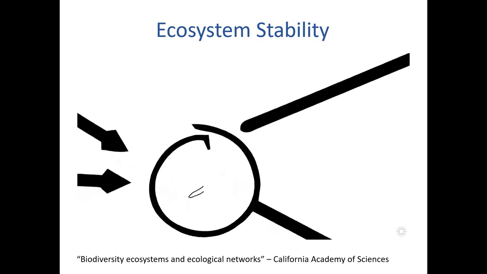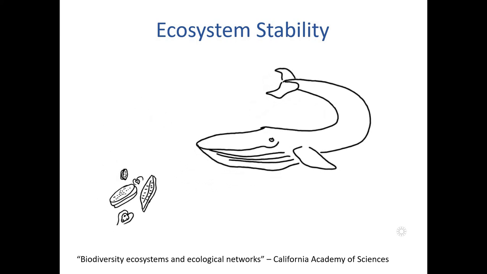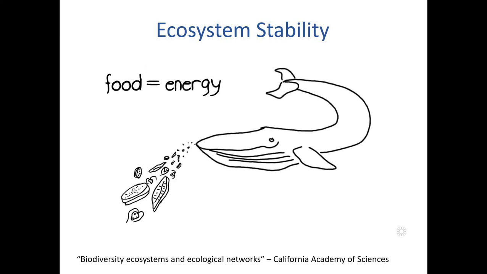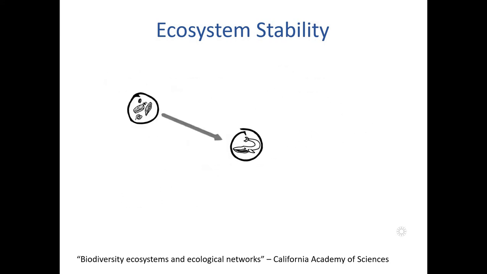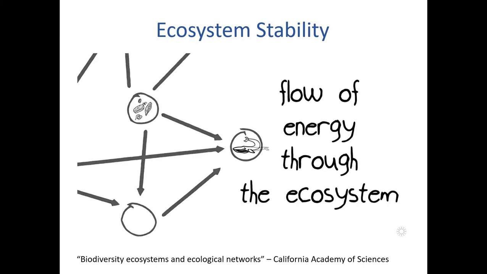For example, let's imagine that somewhere in here you've got one of these guys, and he's eating plankton, the microscopic organisms living in the water. Plankton are going in. These guys are the producer end of things, the ones who can photosynthesize and make chemical energy from sunlight. And remember, food equals energy. So what we're talking about is a lot of energy flowing from the producers to the consumer, represented by Mr. Whale over here. That's what these lines represent. They represent the flow of energy through the ecosystem.